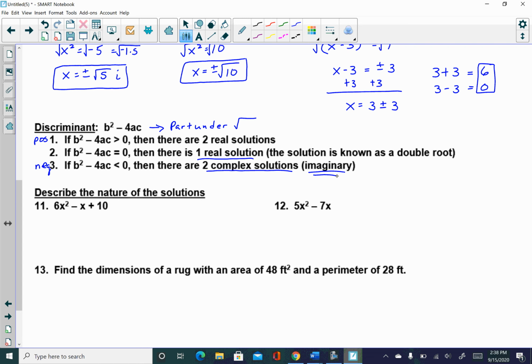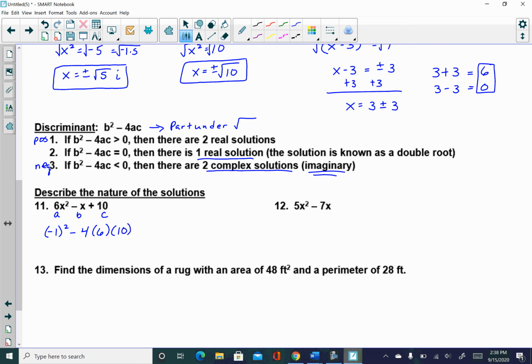Let's do number 11 here together. It says describe the nature of the solutions, that's typically what they'll say here. They're not looking for you to find them. They're just looking for you to say, are there 2 real, 1 real, or 2 imaginary? So I just need to find b squared minus 4ac. So remember, this is my a, my b, and my c. So b squared, so negative 1 squared, minus 4 times a times c.